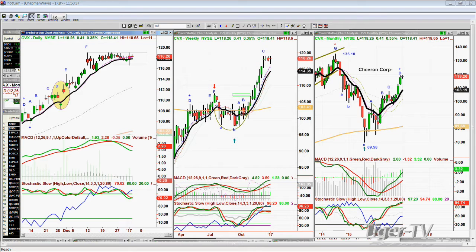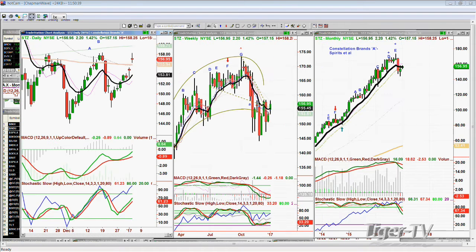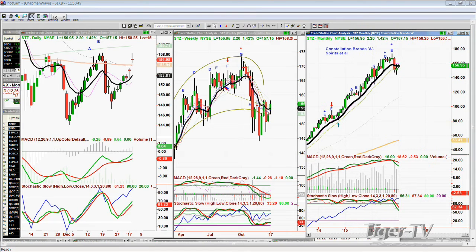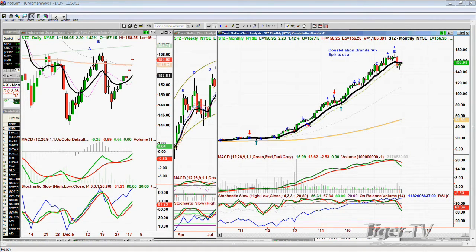STZ, I want you to do. Nobody asked about it. I asked about it. This has gone to a leg. This is very interesting. Constellation Brands, spirits, etc. Made a peak in the monthly. Finally, after one of the most spectacular moves that you've ever seen in any stock, going from the teens to the 160s. I'll be back. We'll talk about it. Dow's up 38.